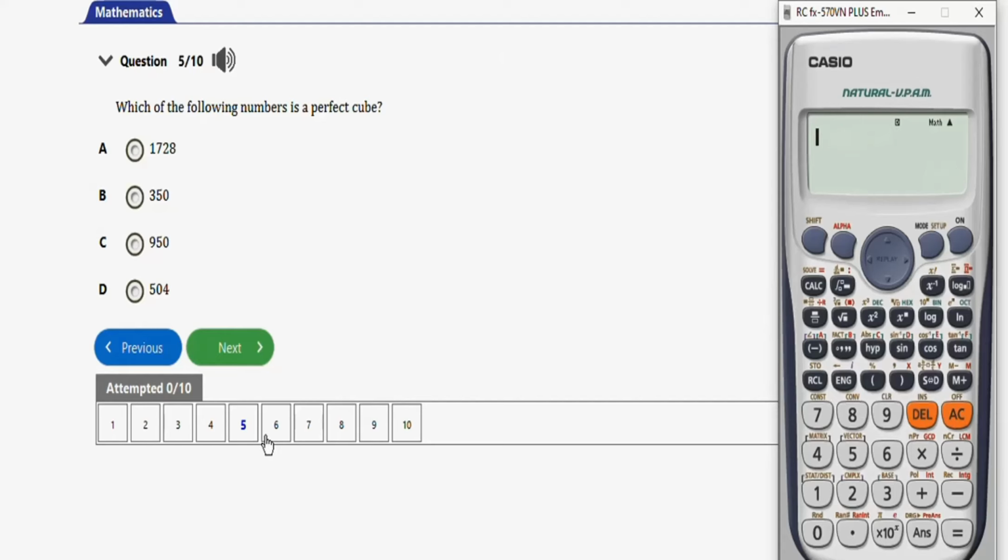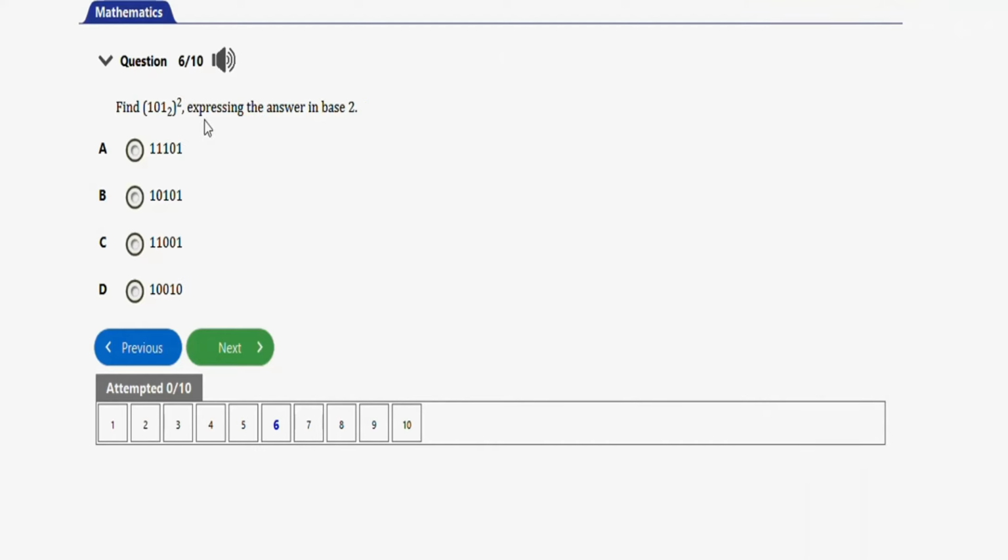Next question will be this one. It says find this, expressing the answer in base 2.